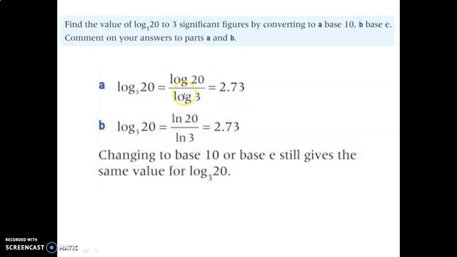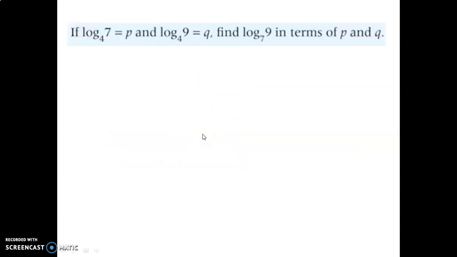So it might be obvious, but it's also important to know, because a lot of students ask, does it matter what base we put here? It doesn't matter. The change of base can be used to change to any base we want. And once you do that, you get this answer here, no matter how you set it up. Okay, let's try this one.